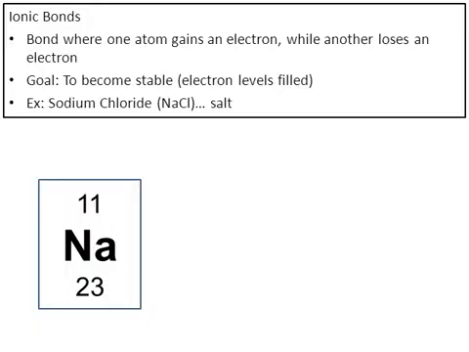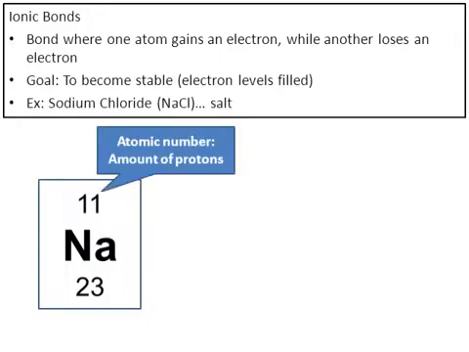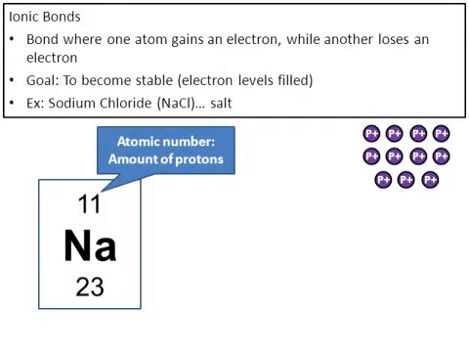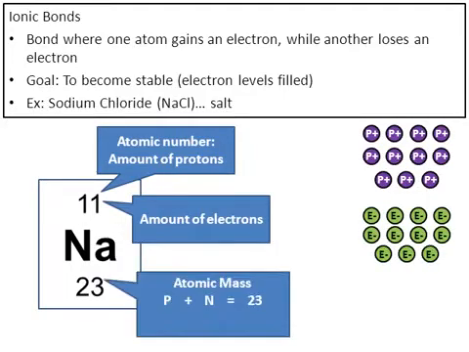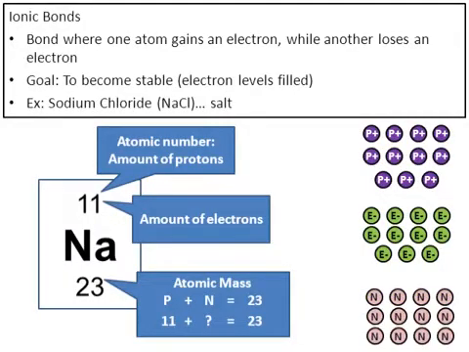Well, here's the square for sodium from the periodic table. The 11 is the amount of protons. That's the atomic number. I know sodium has 11 protons. So there they are. If you remember from earlier, the protons and the electrons are usually found in the same amount, so I now know sodium also has 11 electrons. The 23 on the bottom is the mass. The combined protons plus neutrons for sodium adds up to 23. So we just said 11 protons plus what mystery number equals 23. Simple math, sodium has 12 neutrons.